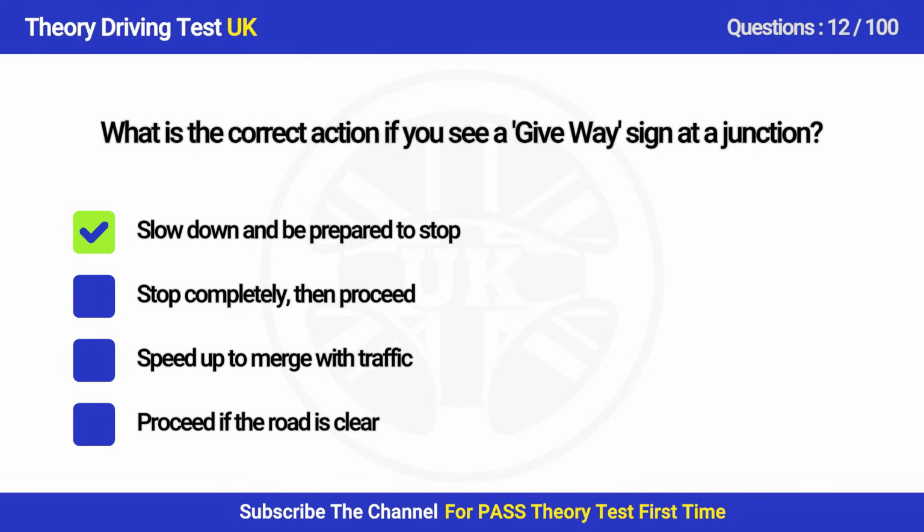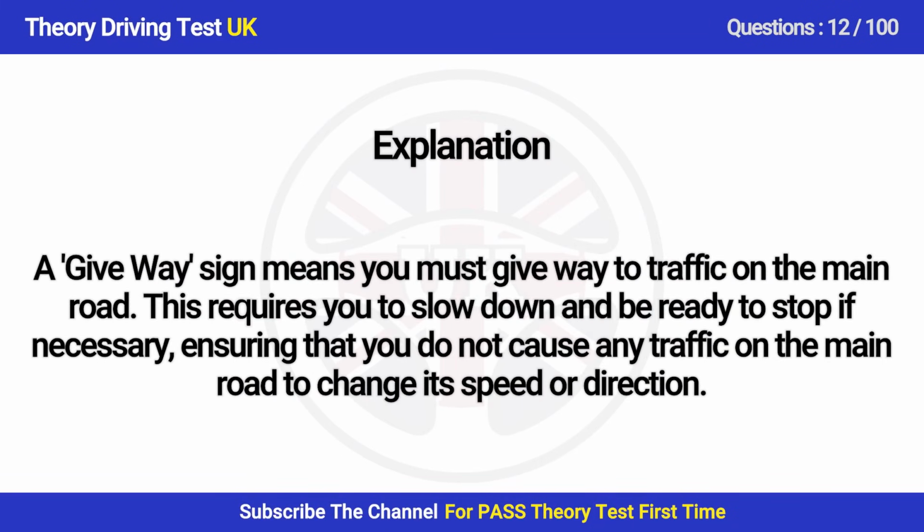Answer is A. Slow down and be prepared to stop. A give way sign means you must give way to traffic on the main road. This requires you to slow down and be ready to stop if necessary, ensuring that you do not cause any traffic on the main road to change its speed or direction.